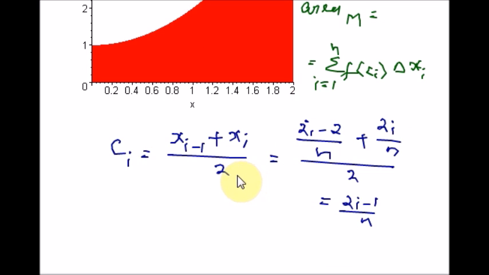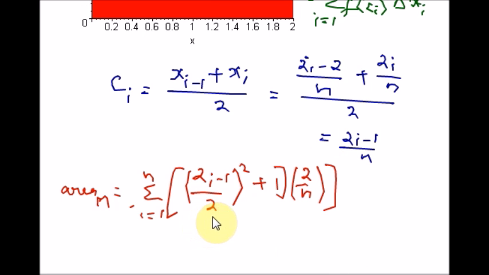You'll be using the formula f of x times delta x. f of x is x squared plus 1, but for the midpoint it is 2i minus 1 over n, the whole squared, plus 1. In the place of x we are just replacing it by 2i minus 1 over n, and delta x is 2 over n. We have been looking at this value for the past two videos. Delta x is 2 over n.